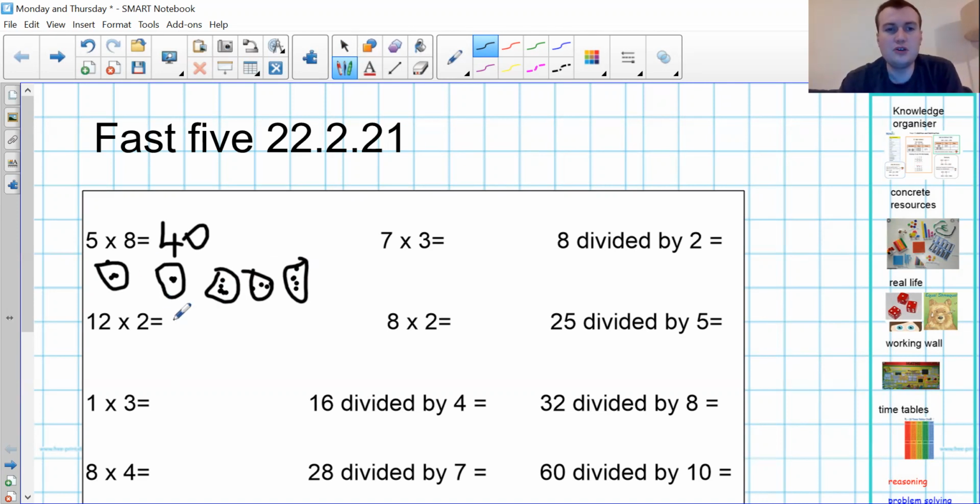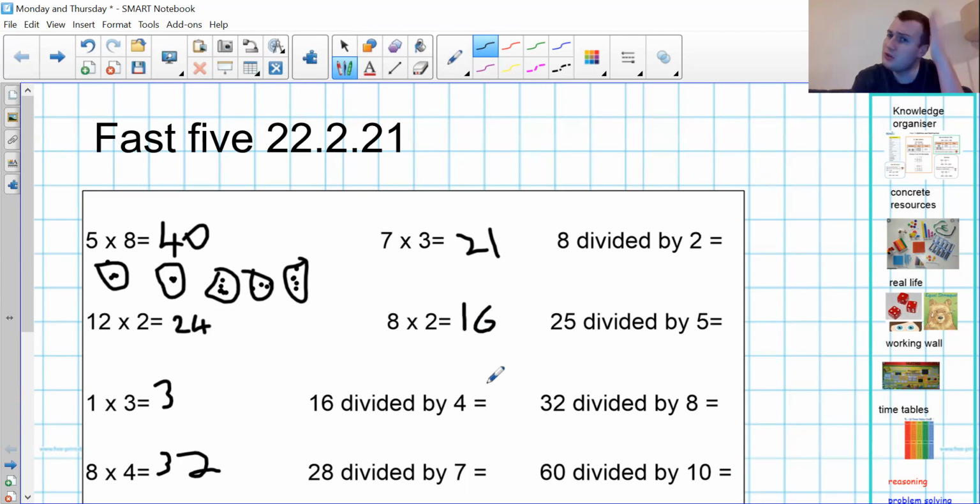Okay, and then 12 times 2 should have got 24. 1 times 3, whenever we times something by 1, it stays the same, so it's just 3. 8 times 4 is 32. There we go. 7 times 3 is 21. 8 times 2 is 16.